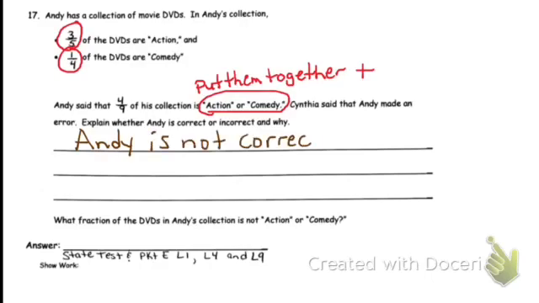Now, the next part of this question says, and why? I need to figure out why Andy is not correct. Let me go back to the work and see if I can figure out what he did wrong.